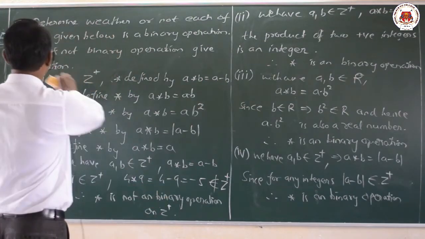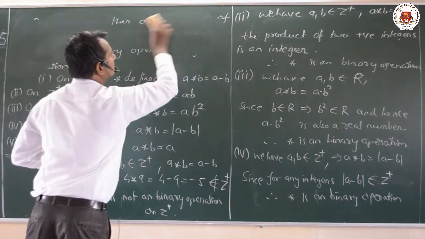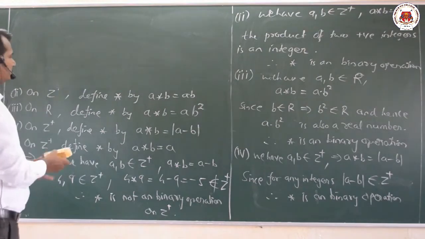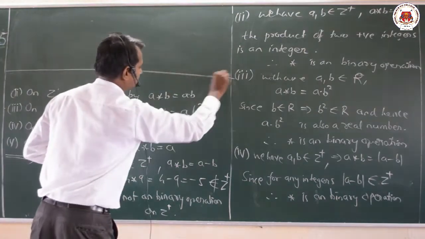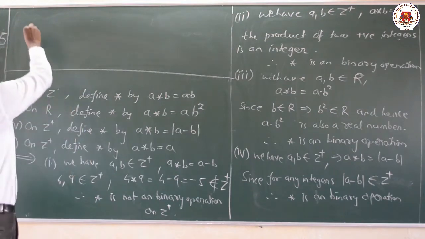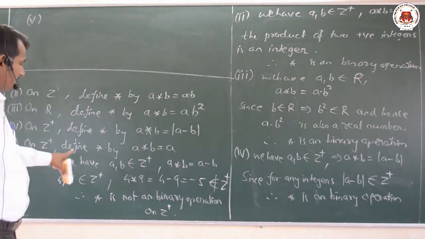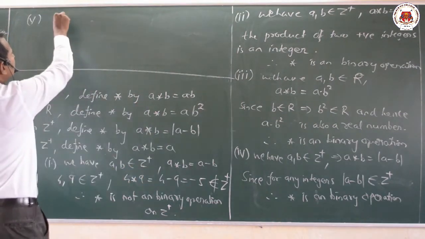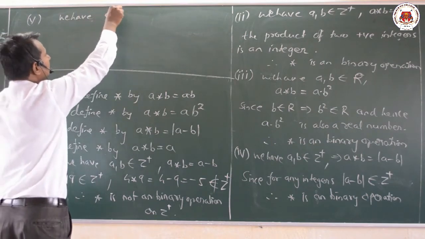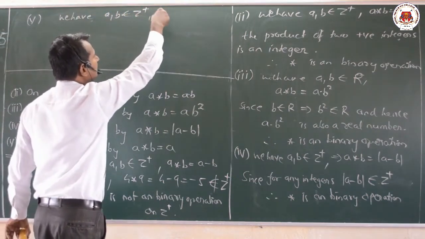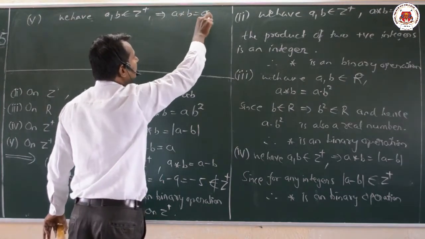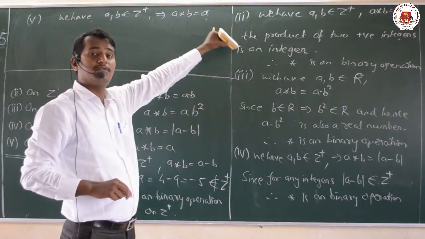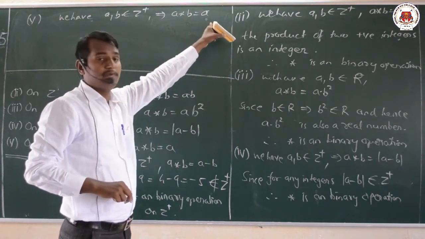Now let us move on with the last one. What has he asked here? The last one, that is the fifth one. What is the fifth question here? On Z plus, define star by A star B equal to A itself. That means we have A comma B belongs to Z plus, and it is defined by A star B equal to A itself. That means you can take any two positive integers. For example, 4 5, the value will be 4. 7 9, the value will be 7 here.